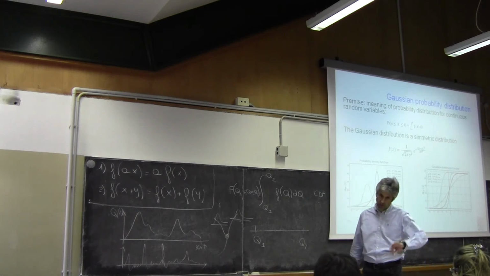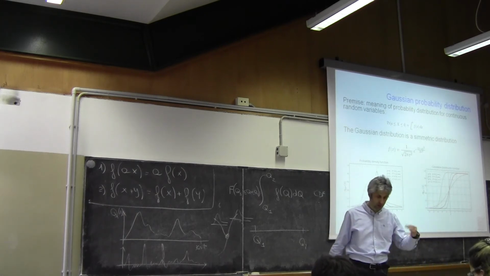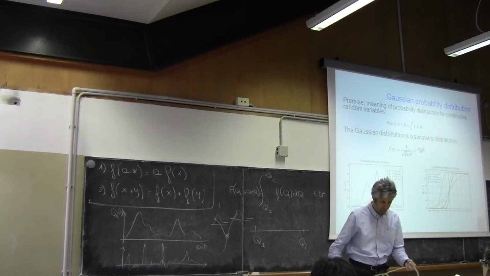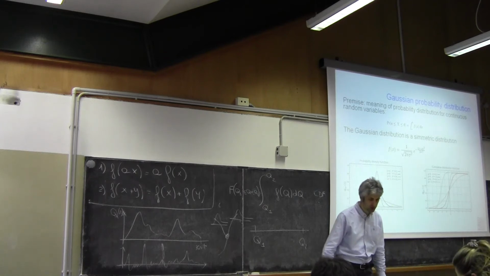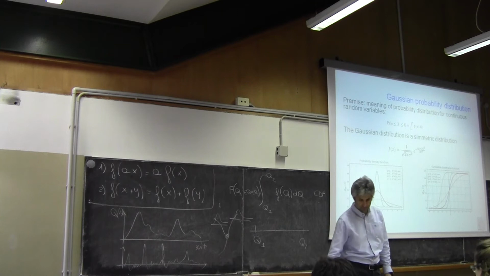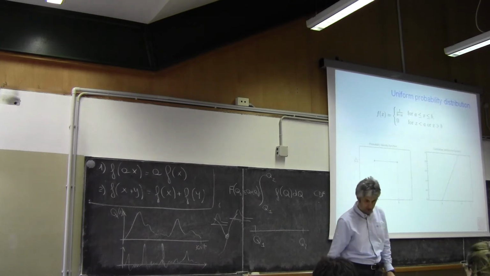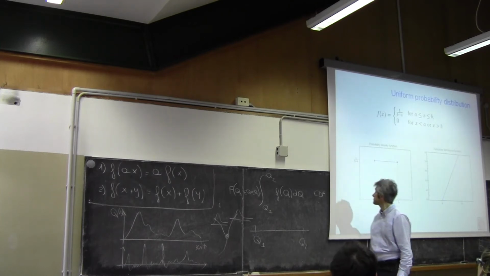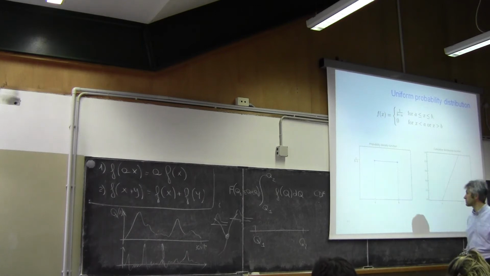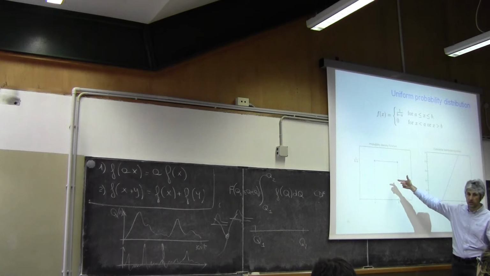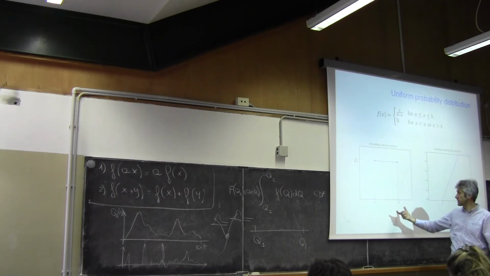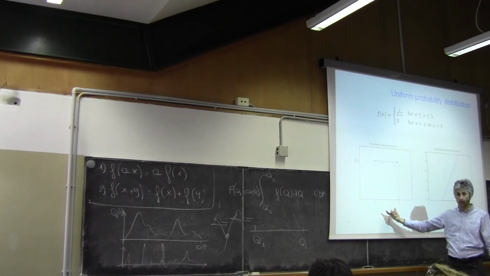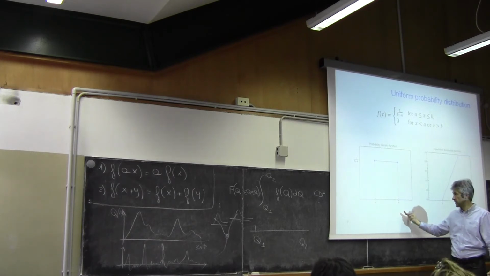Okay, so let's just move to another distribution then. And the second one that I'm considering is very simple. It's the uniform distribution. The uniform distribution in terms of probability density is given simply by a segment covering a range of the real axis between A and B.